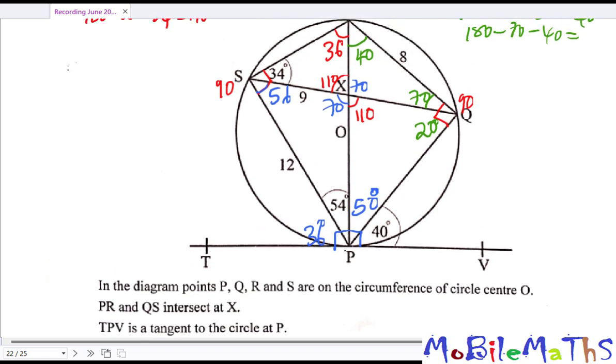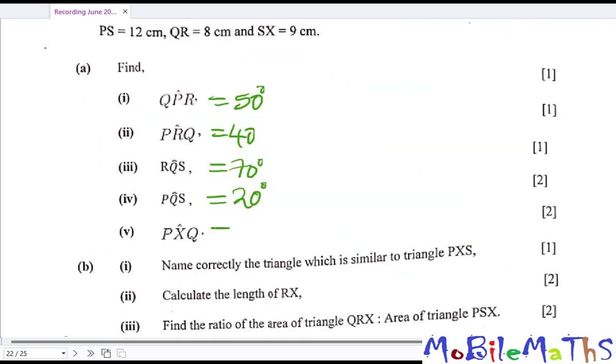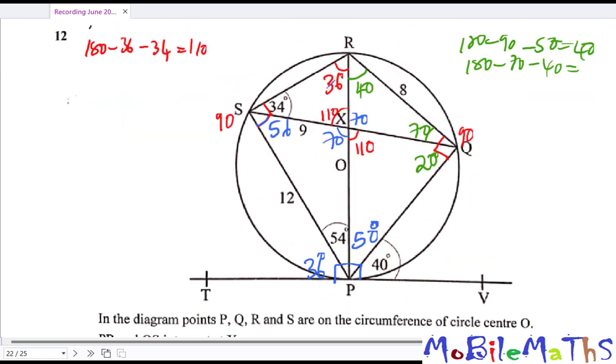PXQ, we said it's 110 using the idea of opposite angles on a point. So this is 110 degrees. Next, they are saying name correctly the triangle which is similar to triangle PXS. So let's go and find triangle PXS.